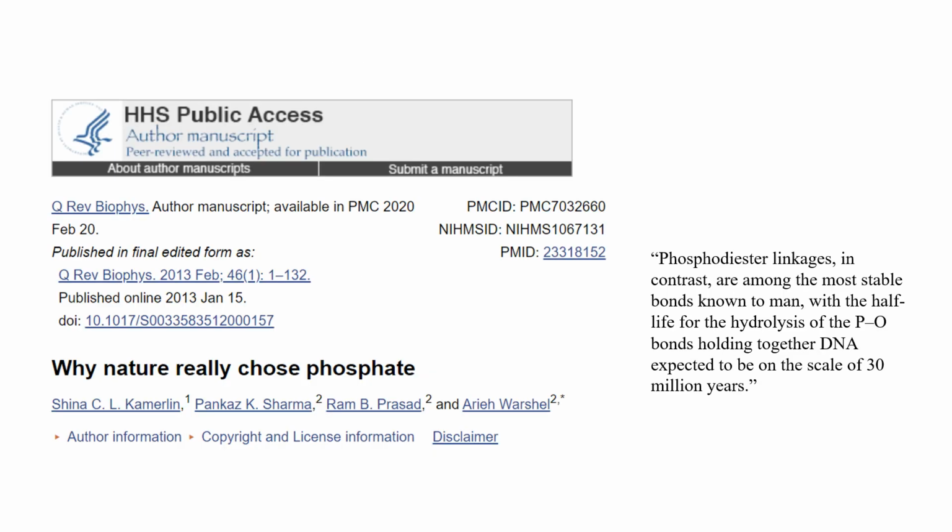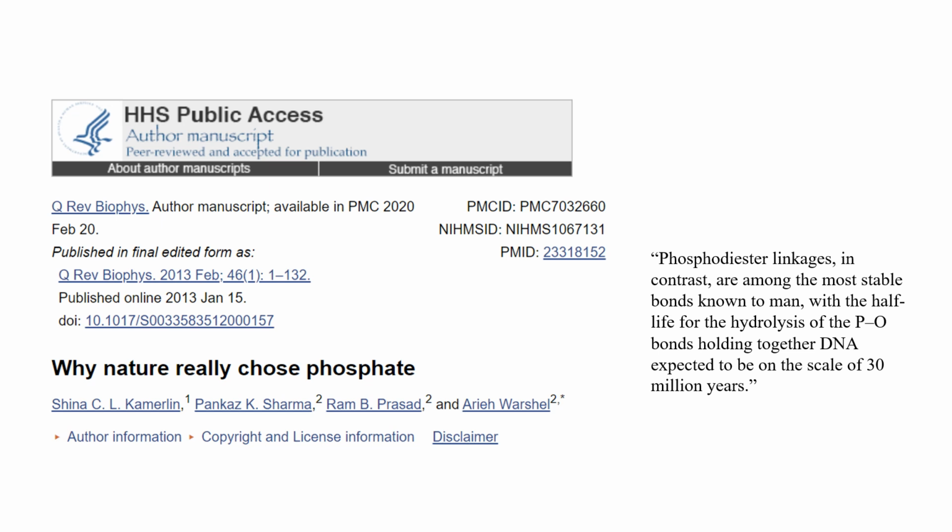Now, the same idea, sort of taking off on Professor Westheimer's paper, is a later paper in 2013 in the Quarterly Reviews of Biophysics. And this paper is titled Why Nature Really Chose Phosphate. And this paper is, if you love chemistry, you should read this paper. It is a very, very deep dive into the chemistry of phosphates.